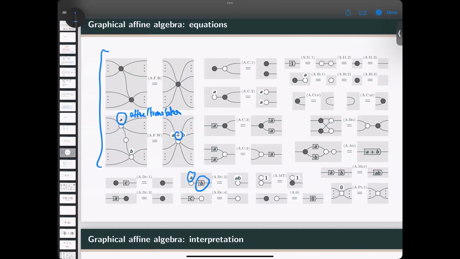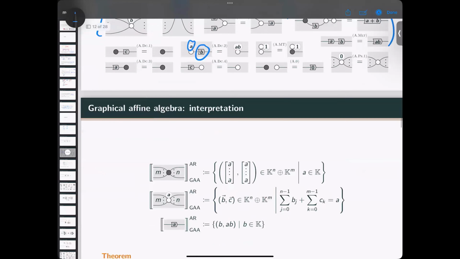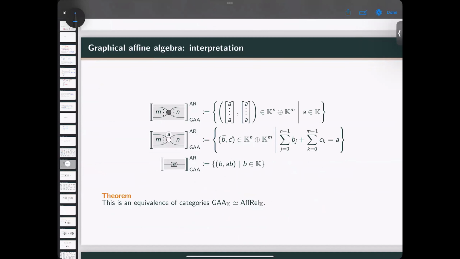And then we have rules for copying these things, rules for copying translations. And if you're familiar with maybe the ZH calculus or the odd prime dimensional stabilizer ZX calculus, these rules will be familiar, which allow you to add multipliers and multiply multipliers together. Okay, so we can give a fairly, in this case very cursory, interpretation of these spiders as linear relations or affine relations.